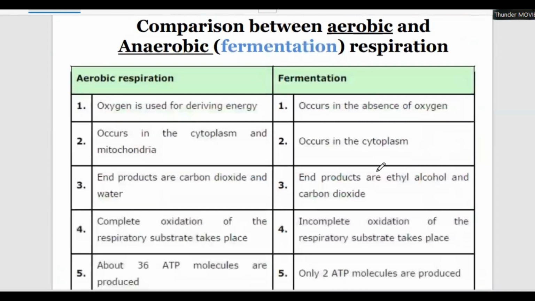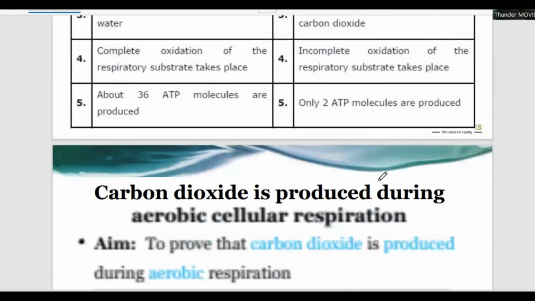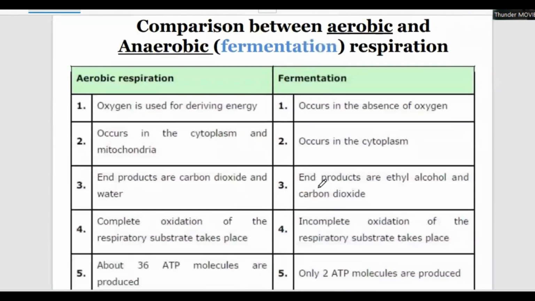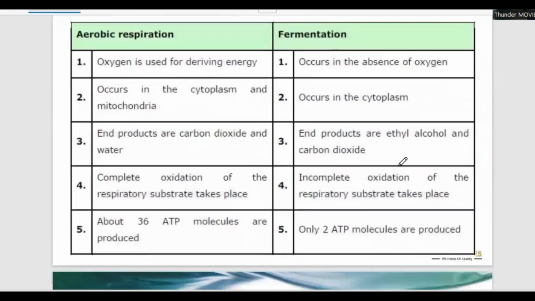So lastly is the comparing between aerobic respiration and anaerobic respiration. Aerobic respiration, yes, we use oxygen. Anaerobic respiration, there is no oxygen used. Aerobic respiration occurs in the cytoplasm and the mitochondria. Anaerobic respiration, only cytoplasm. The end products of aerobic are carbon dioxide and water. Here, anaerobic respiration gives alcohol and carbon dioxide.